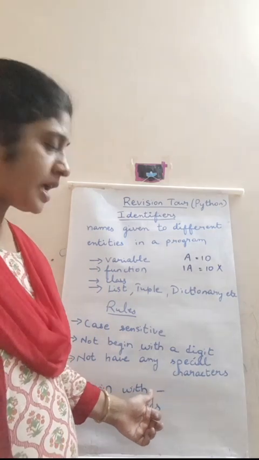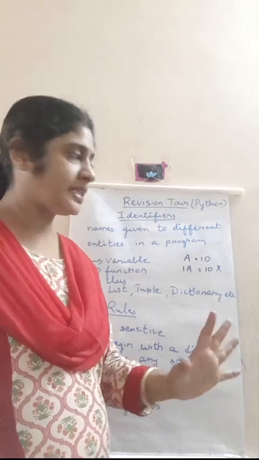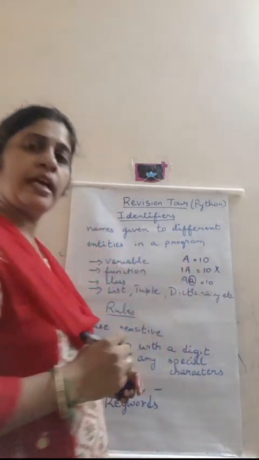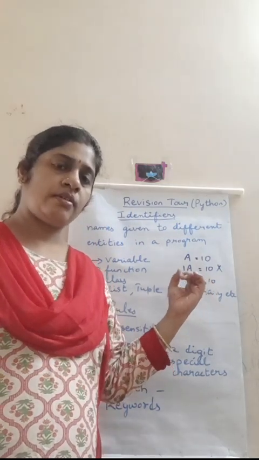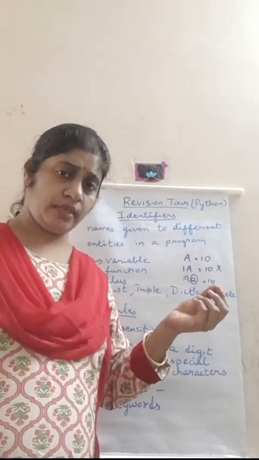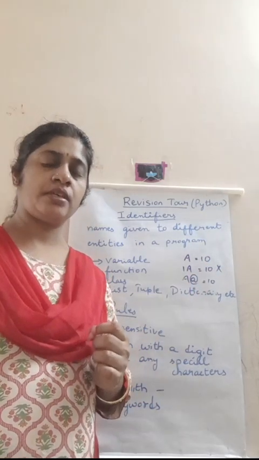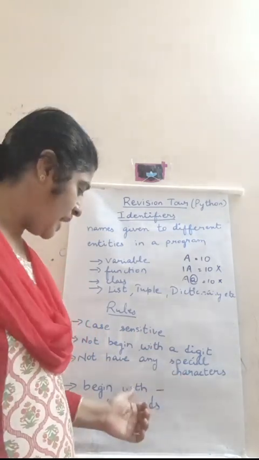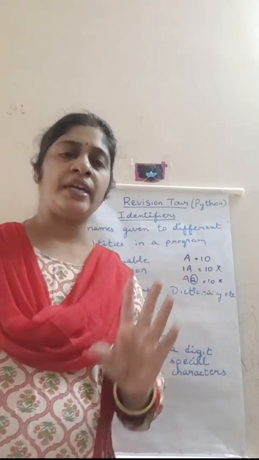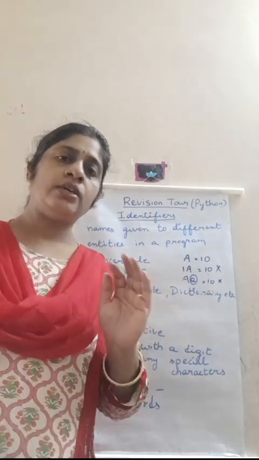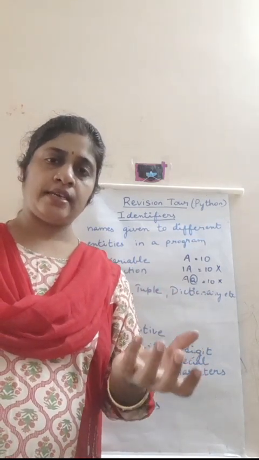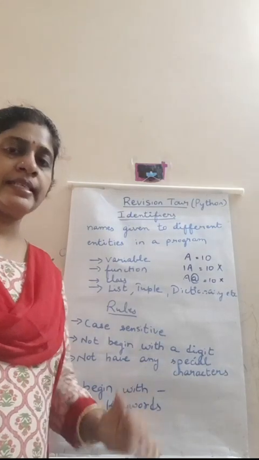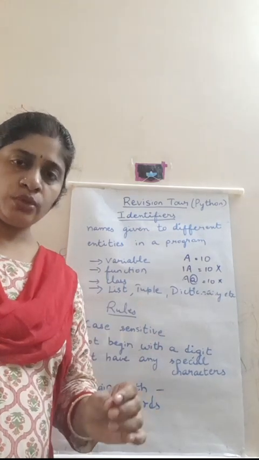You can begin with underscore, and you should not use any special characters in the identifier. I cannot write a at the rate is equal to 10. This is not allowed. Or hash, or dot. You cannot use the special characters in the identifier names. So this is also incorrect. But you can begin an identifier with underscore, and no keywords are allowed in identifiers. As I discussed earlier, keywords have some functions associated with them. They are used for a specific purpose, and you cannot use them as identifiers. So what are identifiers? These are the names given to different entities in the program.